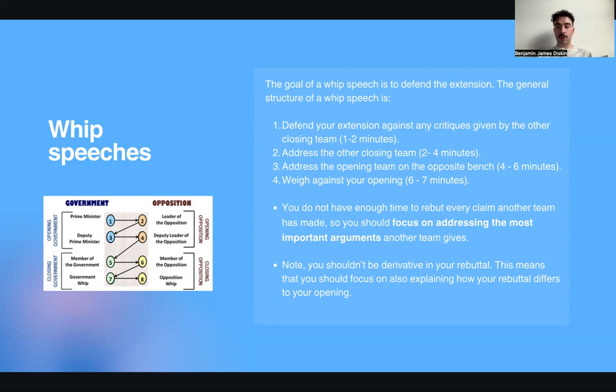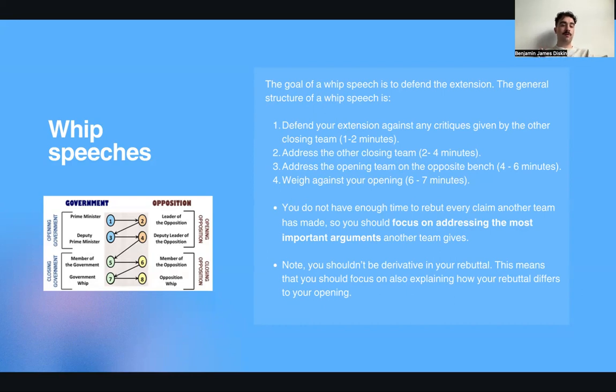particularly because you know that there will be an opposition whip speaker or a government whip speaker, depending on whether you're at closing government or closing opposition, that will defend their extension and explain its importance and try to make it seem like the most important contribution. After you have defended your extension and responded to the other closing team, you generally want to talk about the opening team on your diagonal.